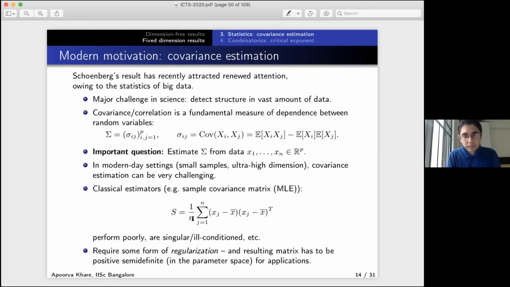And of course, whatever you do to regularize it, what you get at the end must be in the parameter space. It must be positive semidefinite, because it serves as a proxy for the actual covariance matrix, or for the sample one. So either way, you need it to be positive semidefinite.